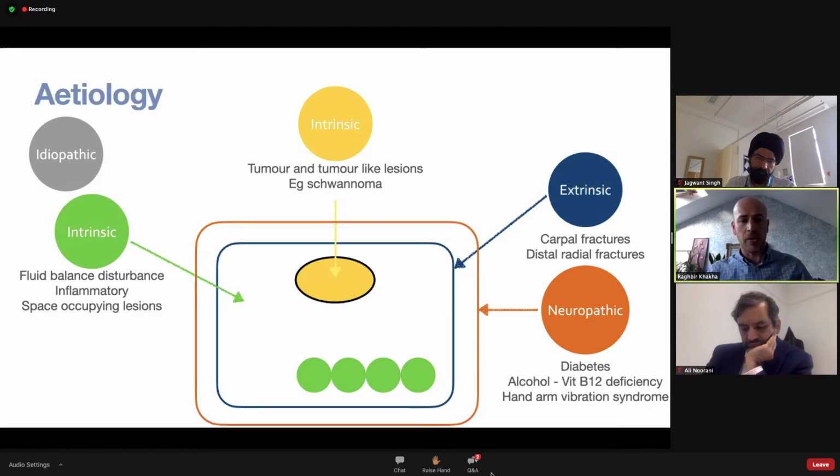Again, not common. Extrinsic causes are things such as carpal fractures, and we occasionally see a dislocation of the lunate, or again, can be other carpal problems as well. And this puts a lot of pressure onto the structures within the carpal tunnel. Neuropathic problems such as diabetes or alcohol, and hand-arm vibration syndrome is thought to have a neuropathic type pathophysiology.